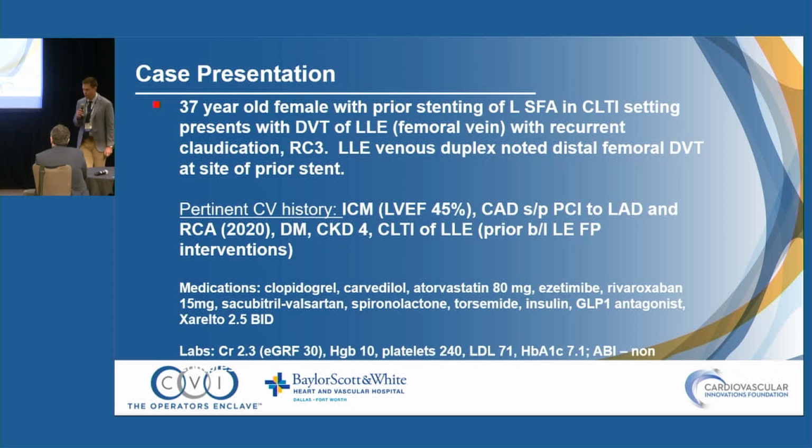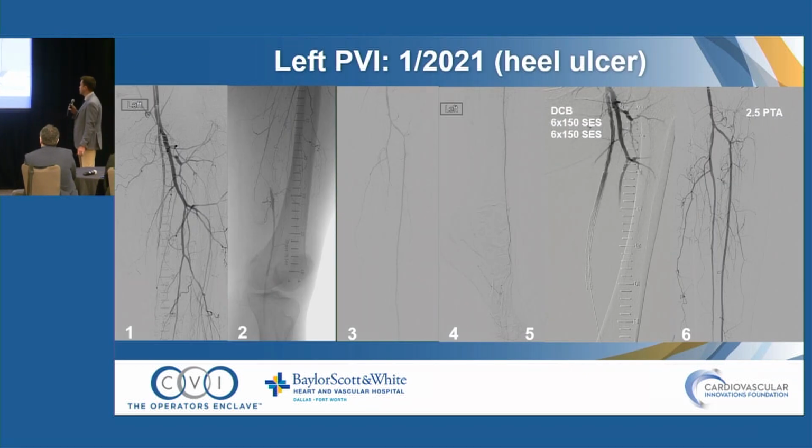She healed that wound 2 years prior and then presented again with an acute DVT of the left lower extremity, which was noted to be at a site in the distal SFA near her stent. And so we'll move forward here. Here are her prior interventions done back in 2021. Long segment SFA CTO was crossed, flow-limiting dissections prompted stenting, and final results are on the far right.